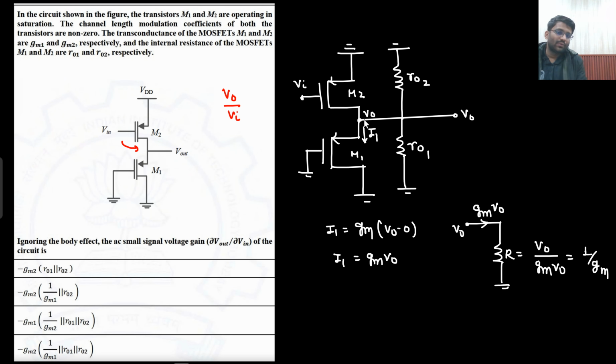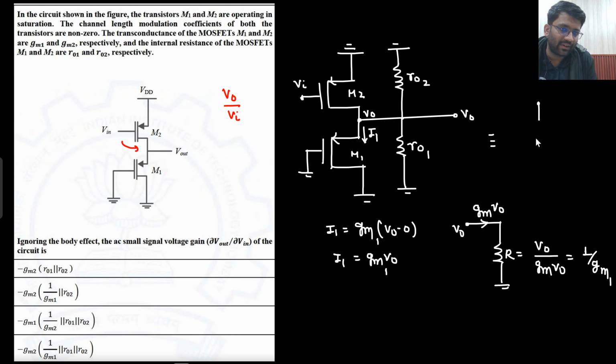There you go. So what do you see? From V0 to ground, I see R02. From V0 to ground, I see R01. From V0 to ground, I see 1 by gm1. This is gm1. So from V0 to ground, what all things do you see? R02, R01, 1 by gm1, and then this circuitry. What will happen to this circuitry? We will see that. But how can you reduce this circuit now?